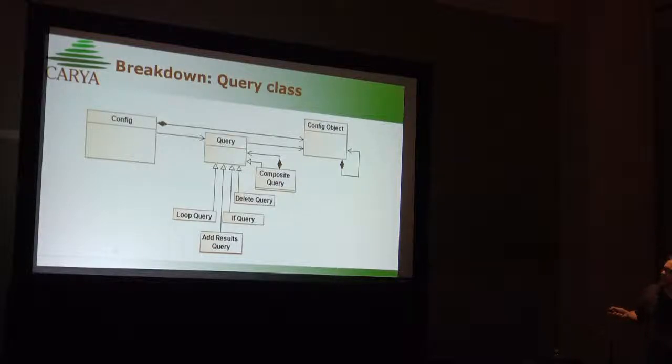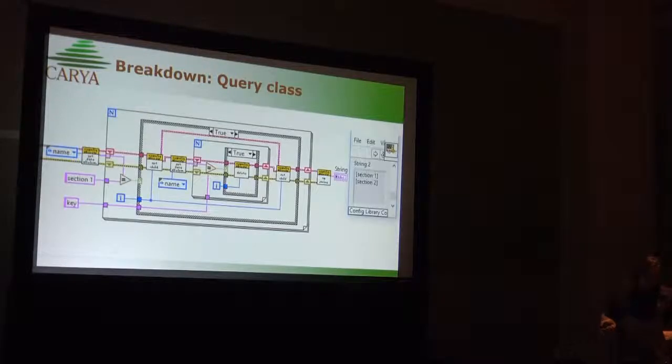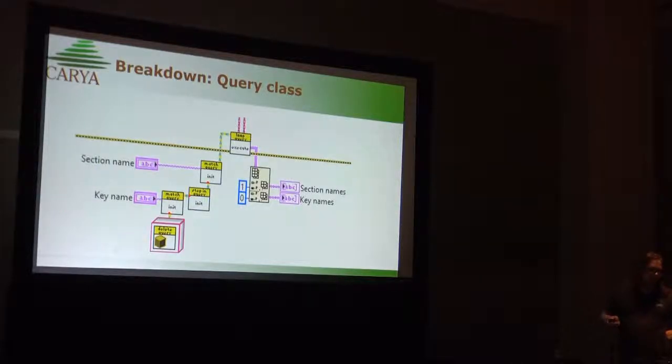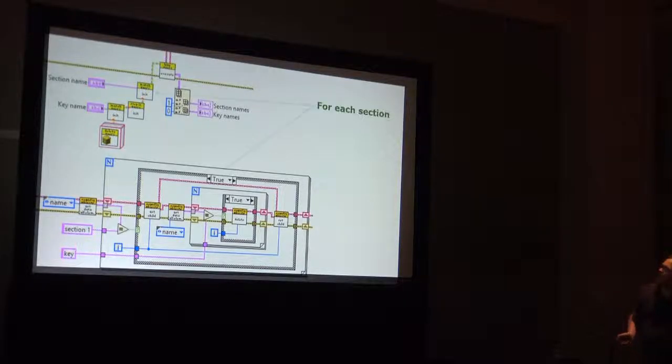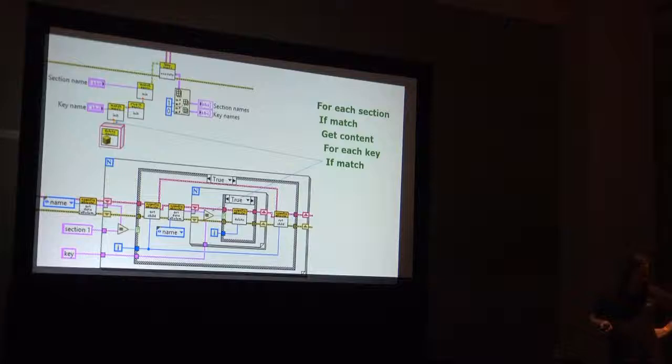Composite has an array of queries, and you have some, this is not a complete list, but the trick is that now we can replace this with this. I'll put them next to each other. This is our match query. It basically performs the loop over each item. If there's a match, we step in, get the content, and then for each key, we check if there's a match, and if there's a match, we delete.